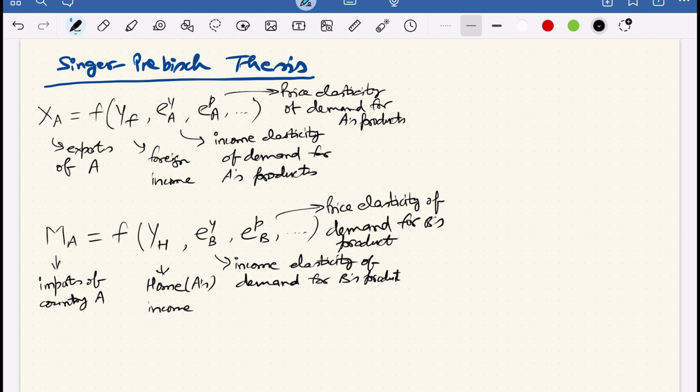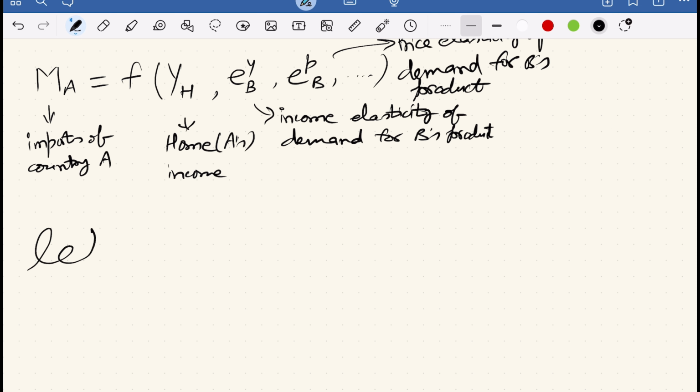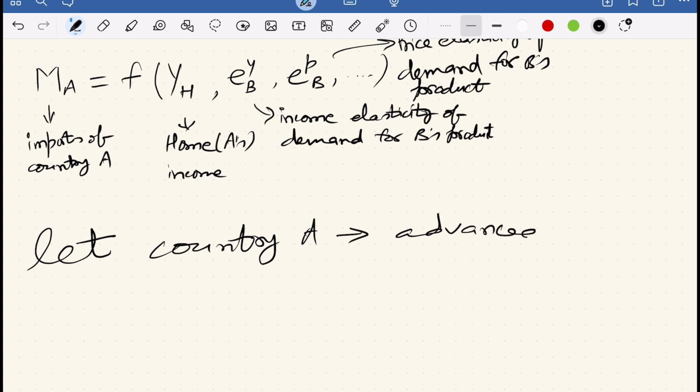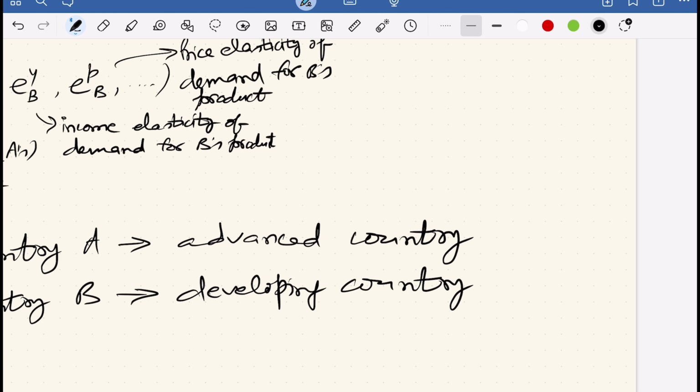Next thing that we need to ask is that we need to decide first one of the countries that is the advanced one. So let country A be the advanced country or developed country, and country B be the developing country. Okay, so now for the developed country, what will its exports comprise mainly of?